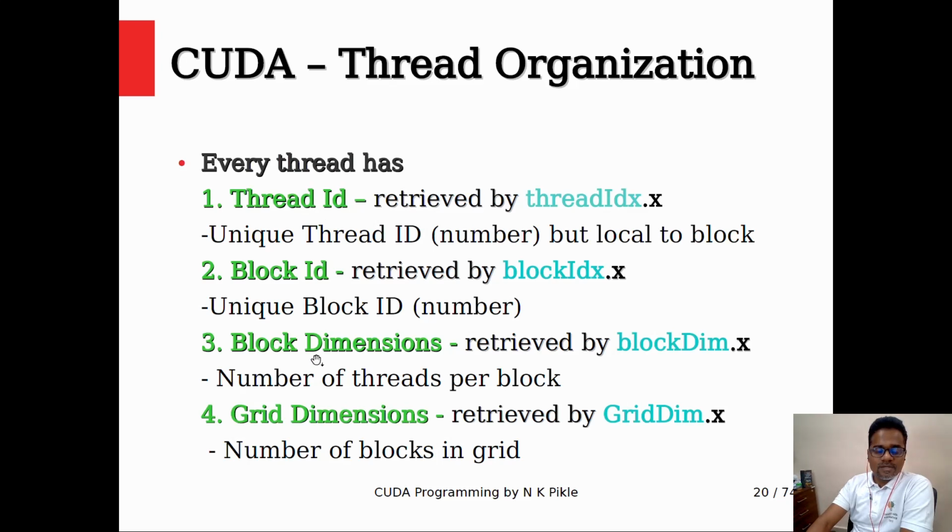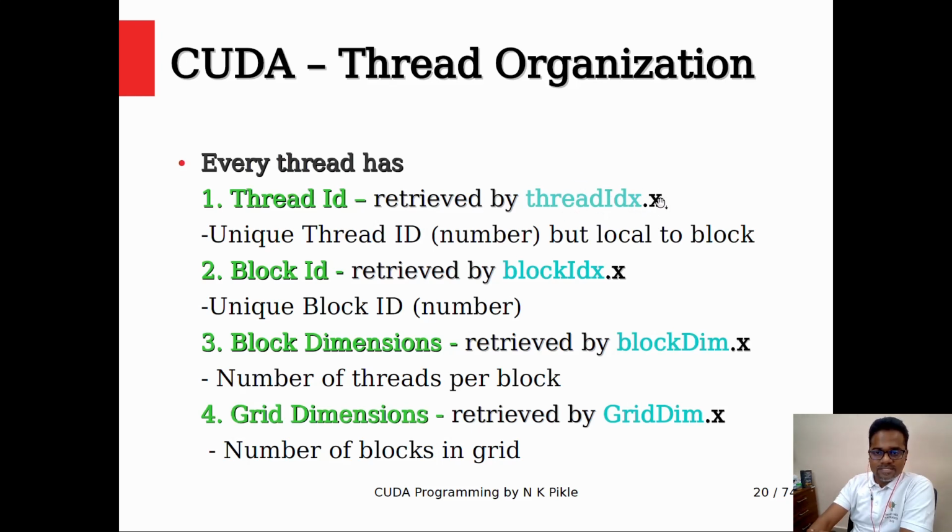Now these are the parameters associated with the thread, but how to retrieve them? To retrieve them, we are going to use special variables, and they are going to retrieve those IDs. For example, let's say I want to find out the ID of the thread. Then in that case, I'll just write in the GPU function threadIdx.x, and I can store it into a variable. Now this is going to return the ID of the corresponding thread.